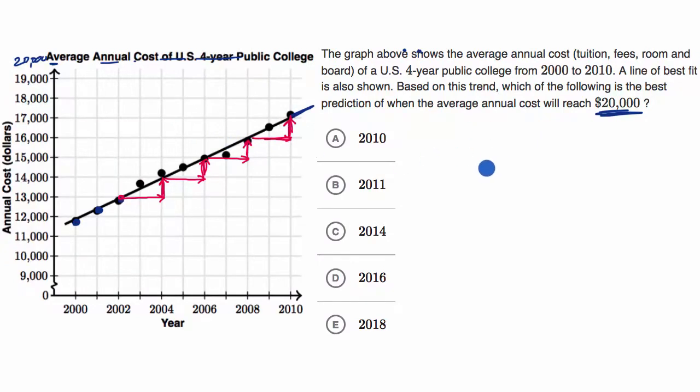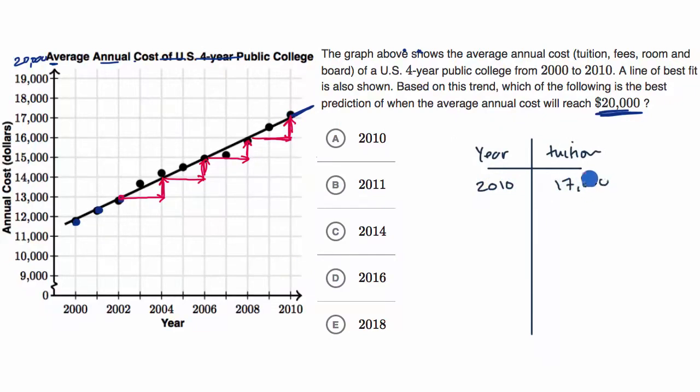So one way to think about it is you could even try to do a bit of a table here to continue that extrapolation, where you could say, all right, so this is year, and then you have tuition. So we know that in 2010, the tuition is, let's just call it $17,000. And so we know at least this line of best fit predicts that every time 2 years passes, that tuition will go up by $1,000.